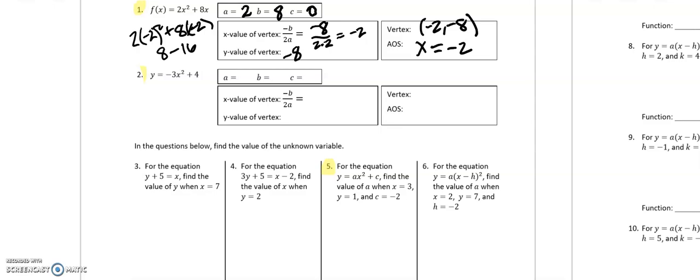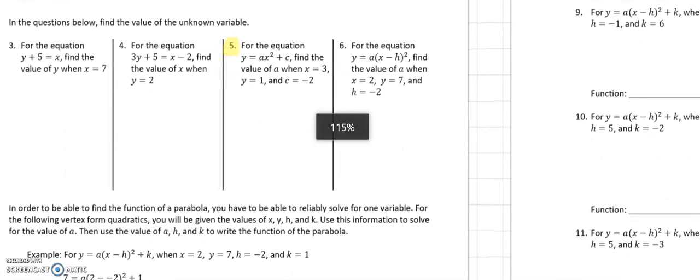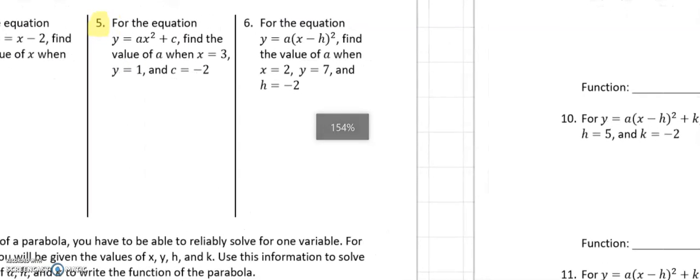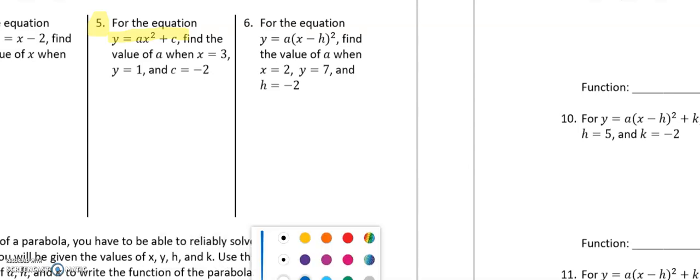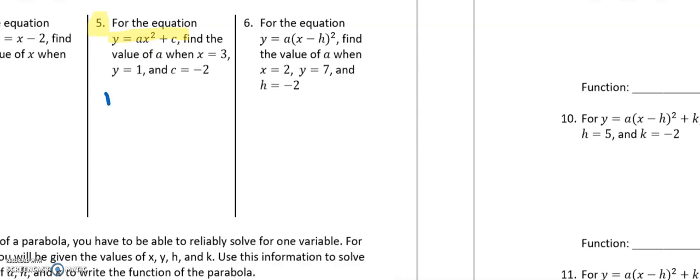Let's jump down to number 5 here. Number 5 says, in the questions below, find the value of the unknown variable. For the equation y equals ax squared plus c, find the value of a when x is 3, y is 1, and c is negative 2. So we're going to plug those values in. They said y is 1, so I'm going to substitute that in.